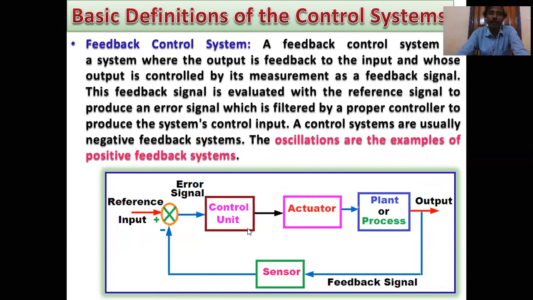This is a negative feedback control system example, and this is the block diagram: reference input, this is again the error signal, and this is the comparator or summing point, and this is the control unit, and this is the actuator, and the actuator signal or output signal is actually the plant or process input signal. This is the overall output signal, and this signal is fed back through a sensor, and this is the negative feedback. So this is the feedback control system concept.